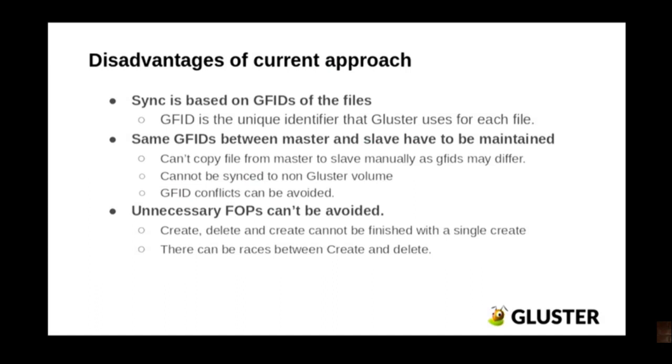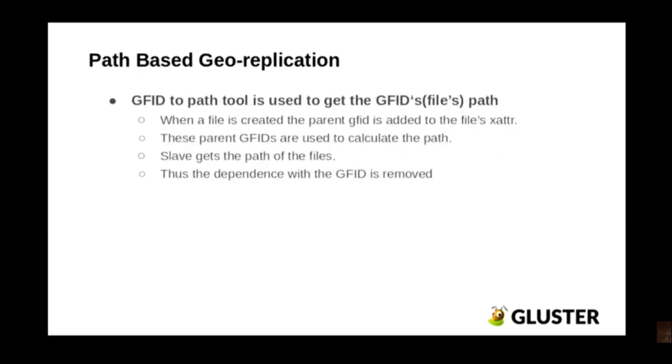We came up with something called path-based Geo-replication, and we are working on it. What this does is it stores your parent GFID in each file. This way we have a separate tool which can read this particular xattr and then internally understand how the volume path is.